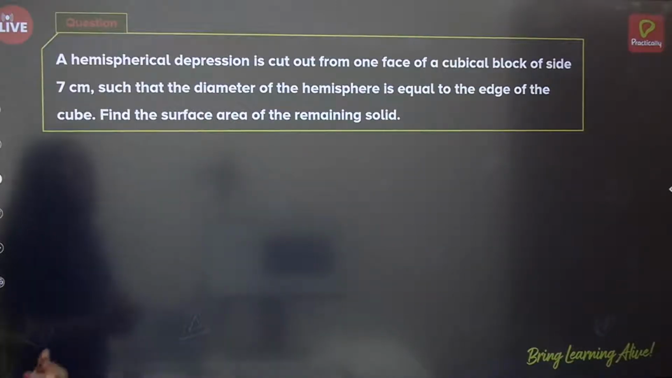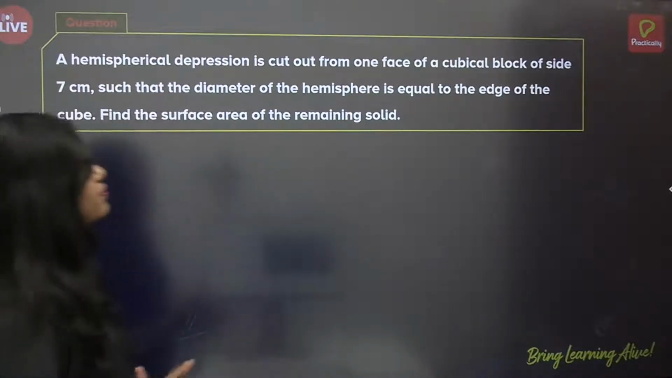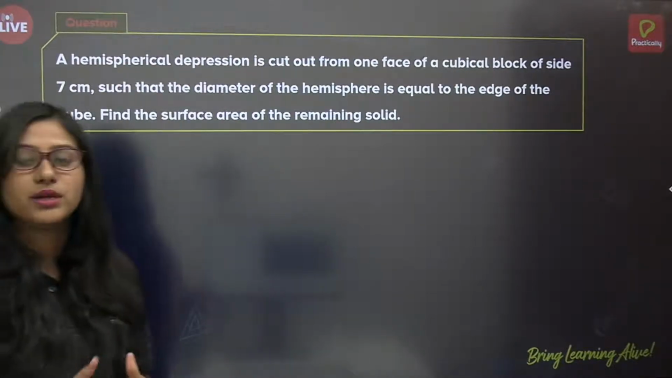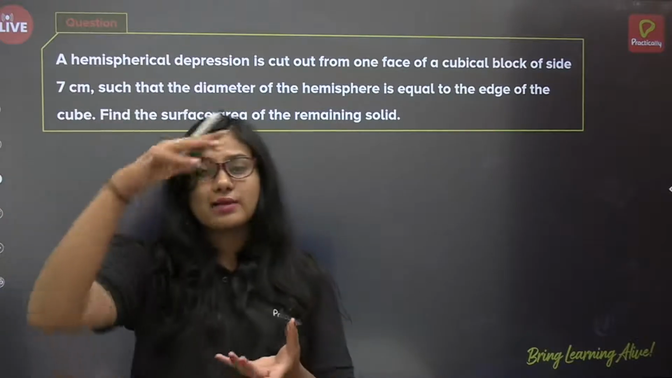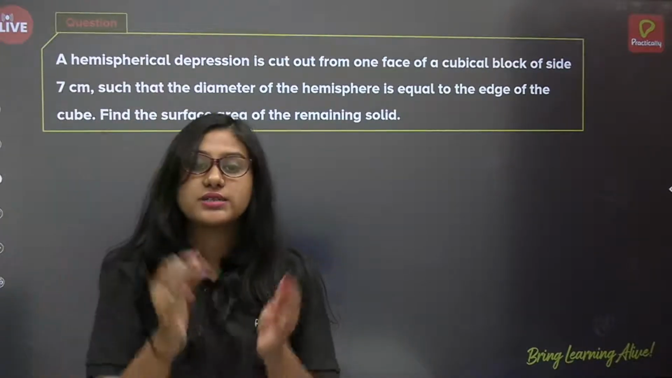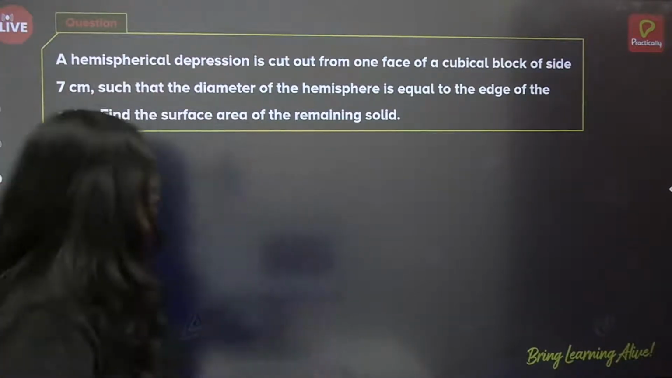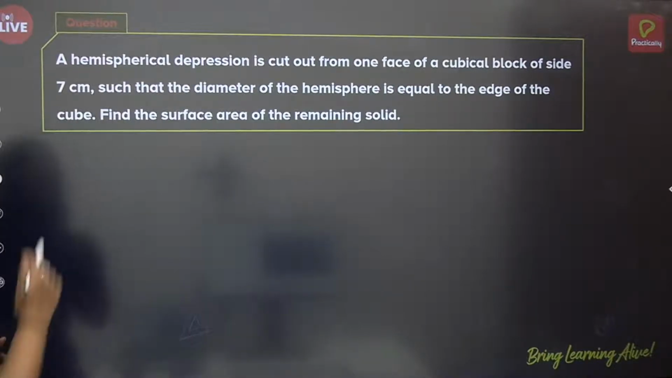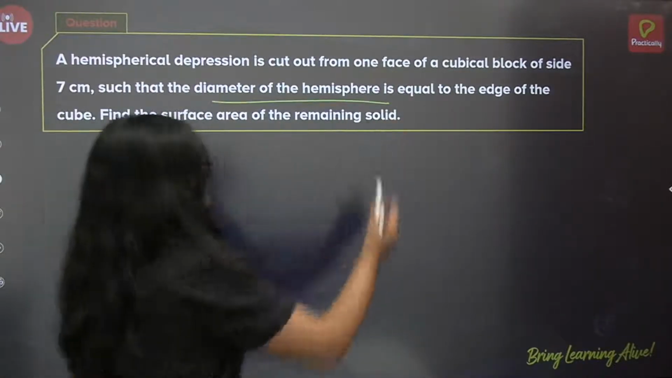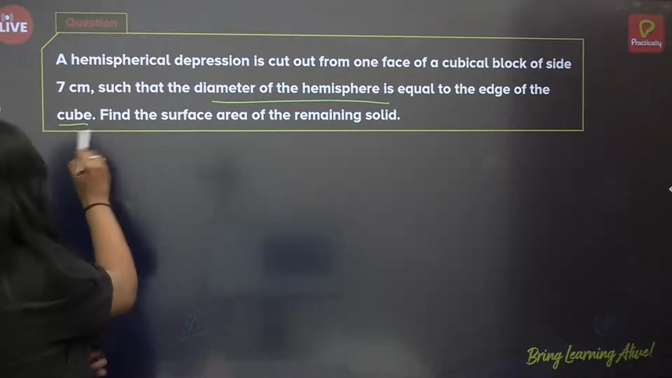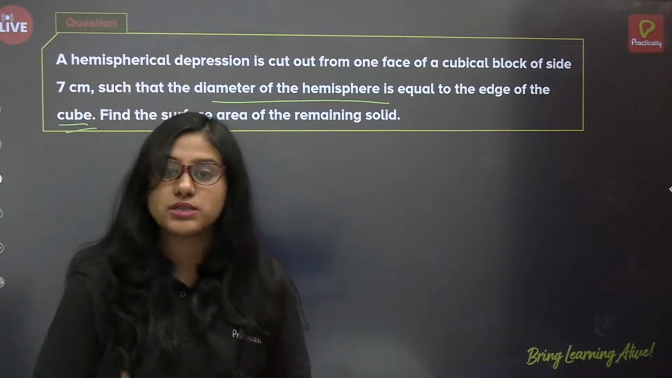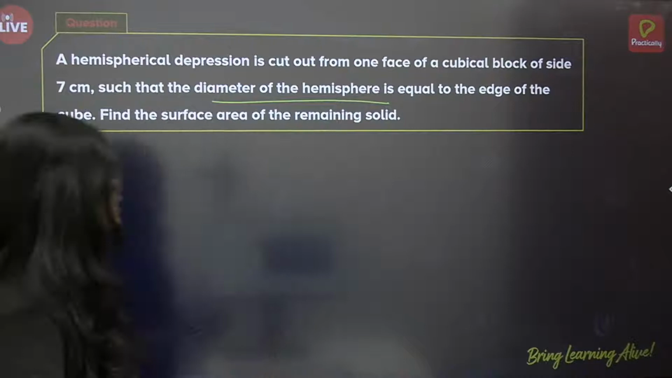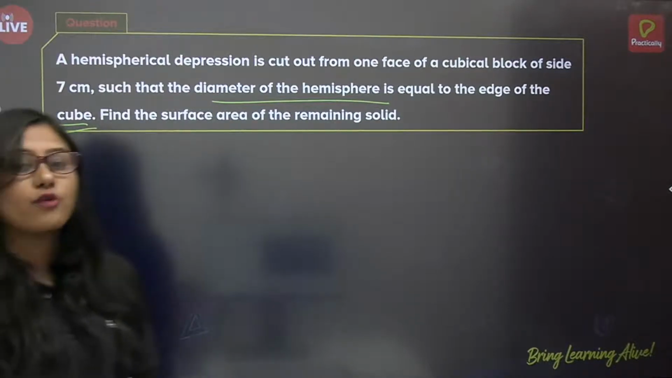A hemispherical depression is cut out from one face of a cubical block of side 7 centimeters. So there is a cube and a hemispherical depression is made, that is, the hemisphere block is removed. Okay. Such that the diameter of the hemisphere is equal to the edge of the cube. So the diameter of the hemisphere is now how much? 7 centimeters, right? Now, find the surface area of the remaining solid.